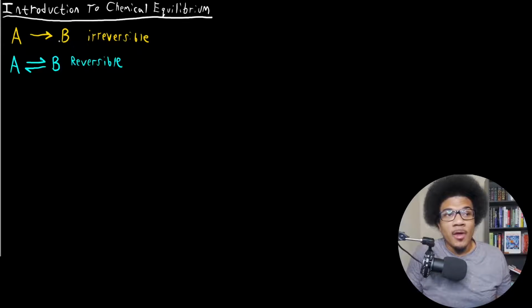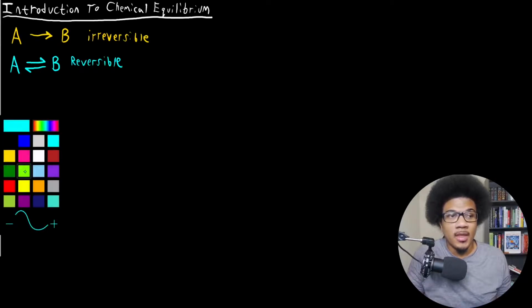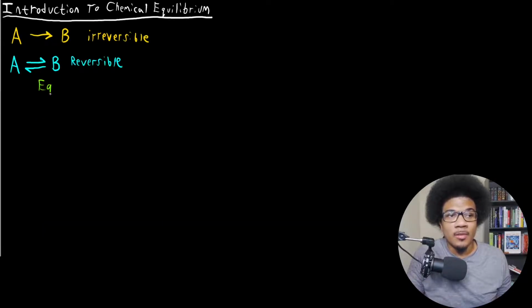Now, when we're talking about an irreversible reaction, we know that the reaction has stopped when we're either out of A or we're not forming any more of B. For a reversible reaction, we know that the reaction has stopped when it reaches equilibrium. And equilibrium is just a point where no more of A or B is being formed, right? So where you've got equal concentrations of A and B.